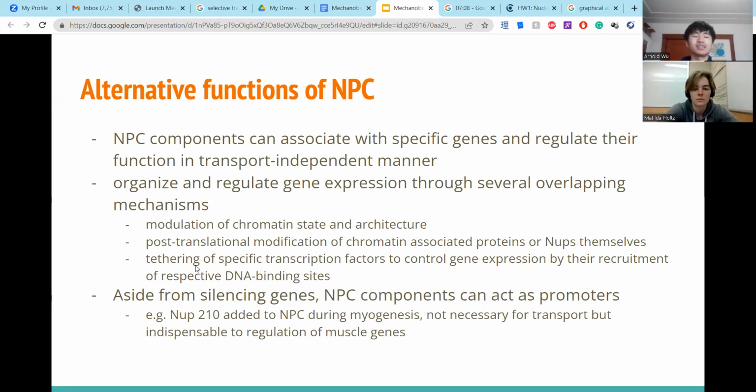Aside from silencing genes, NPC components can also act as promoters. For example, Nup210 added to the NPC during myogenesis is not necessary for transport, but is indispensable to regulation or turning on of the muscle genes.